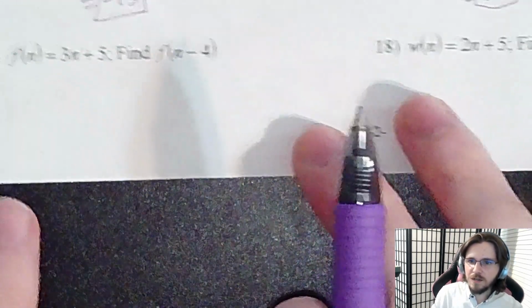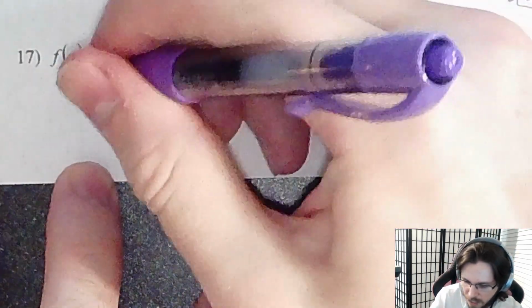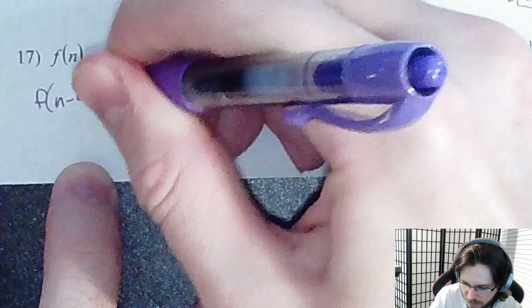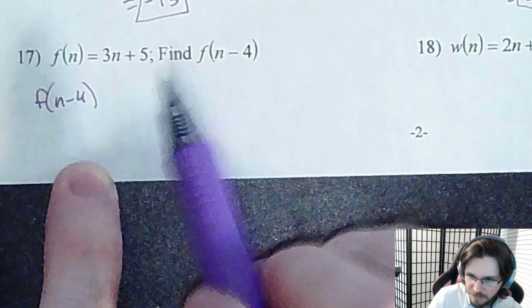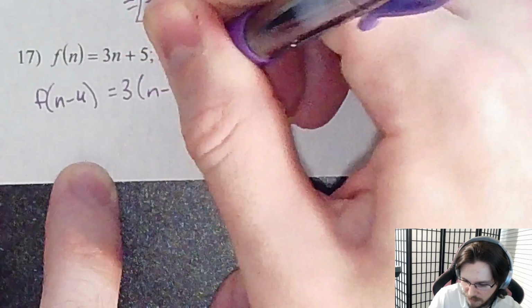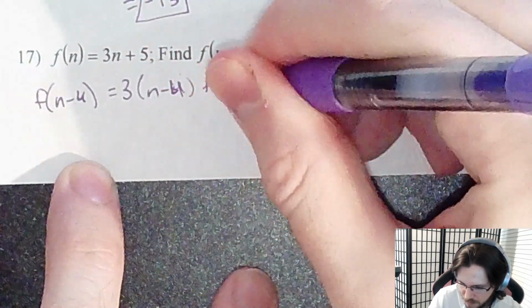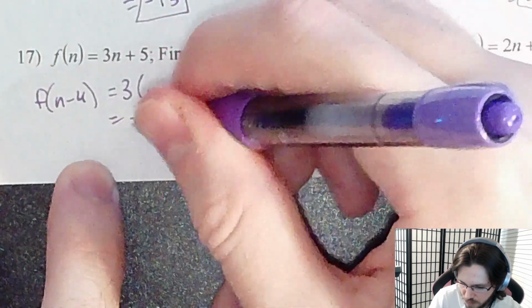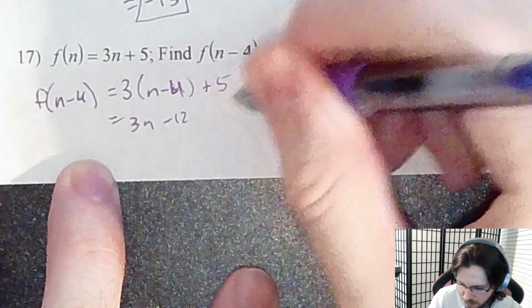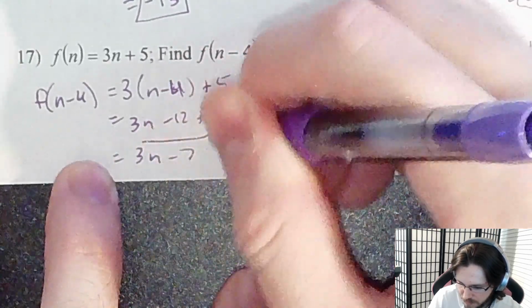Number 17 here. This one can be a little bit more confusing because you're replacing the entirety. This is f of n minus 4. That n is becoming an n minus 4. So this n is becoming an n minus 4. Distribute: 3n minus 12 plus 5. Final answer, 3n minus 7.